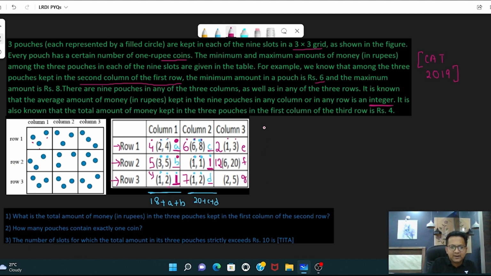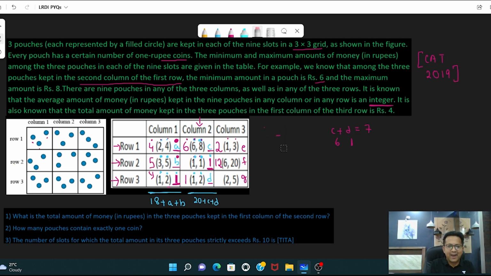Let's look at column 2. 20 plus C plus D should be divisible by 9. So remember, C plus D has to be 7. If C plus D has to be 7, the only possibility is C is 6, D is 1. I think we just wrote D as 7, but here D is 1. Now this should be perfectly fine.